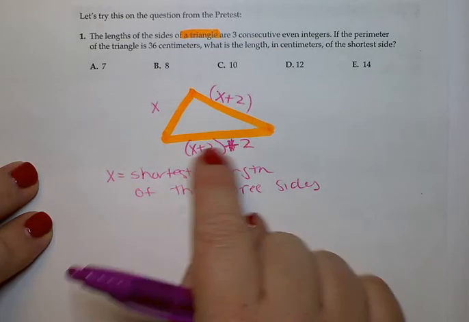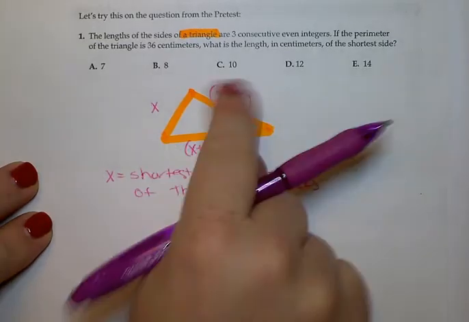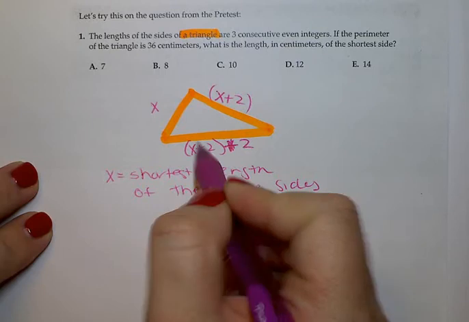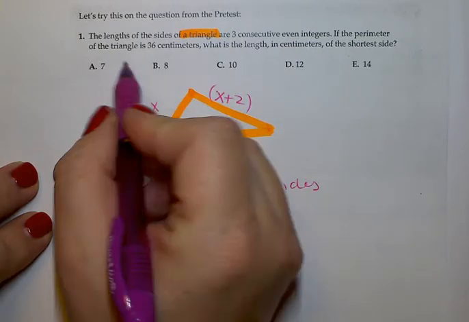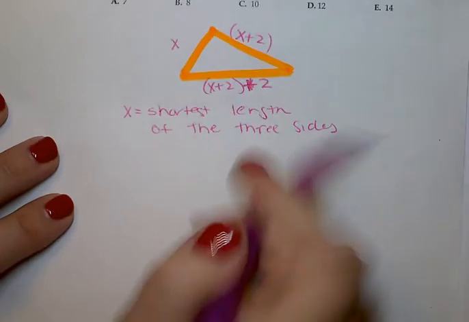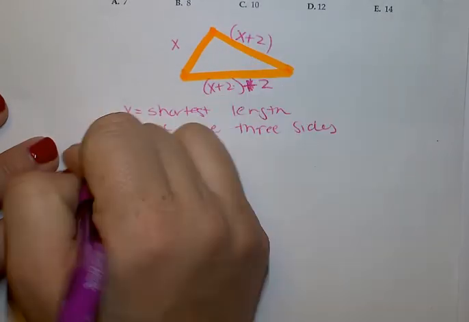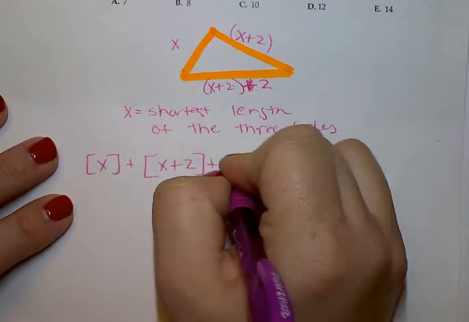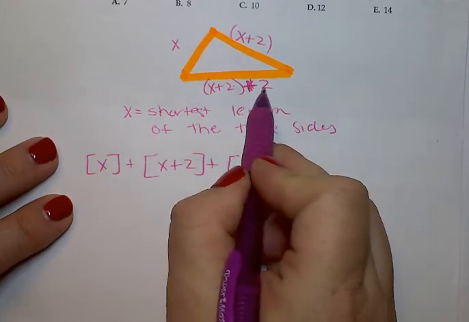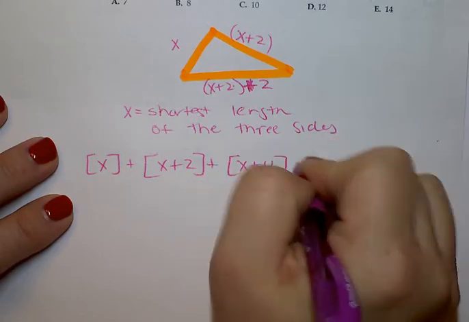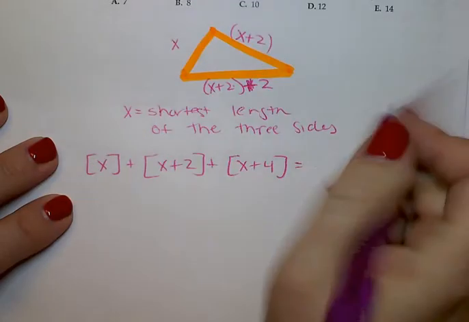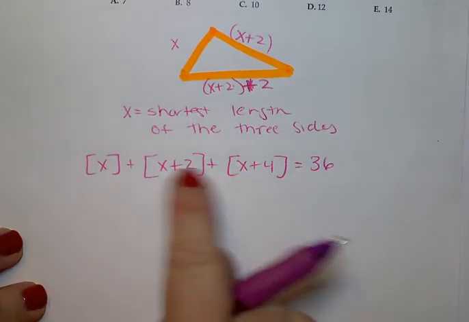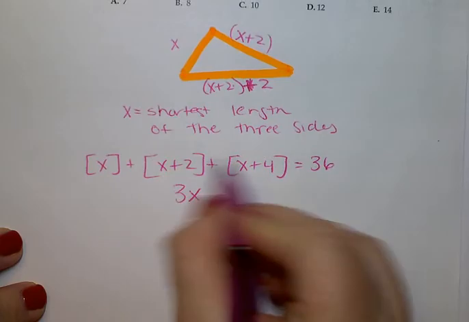Okay, so I set this up, and it says they're consecutive even integers, which I've represented, and the perimeter, adding along the outsides, is equivalent to 36 centimeters. So if I add all the way around, x plus x plus 2 plus x plus 4, now I'm going to combine like terms. That's going to be equal to 36 centimeters. Okay, let's solve for x. 3x plus 6, combining like terms.